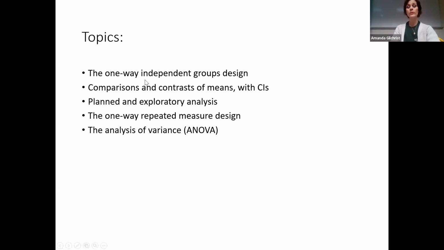So we're going to look at a one-way independent groups design. We're going to look at comparisons and contrasts of means with confidence intervals. Yes, we are still doing confidence intervals. We'll talk about planned and exploratory analysis. And then we'll talk about one of my favorite types of research designs, a one-way independent or one-way repeated measures design. And we'll talk about what is called an analysis of variance, or ANOVA.